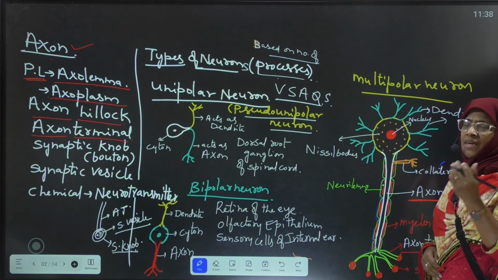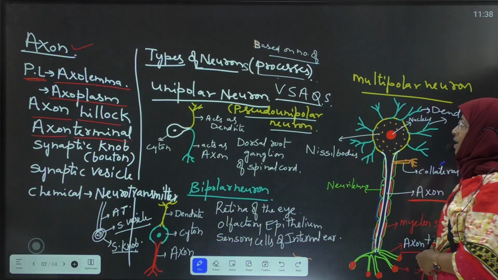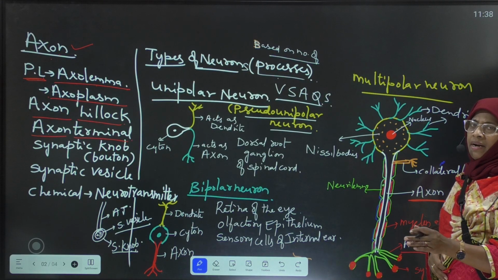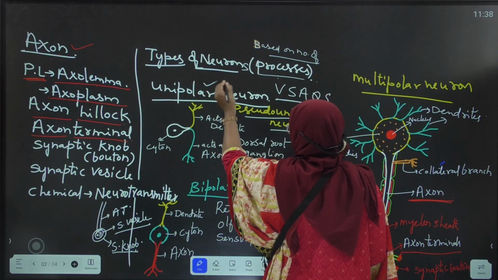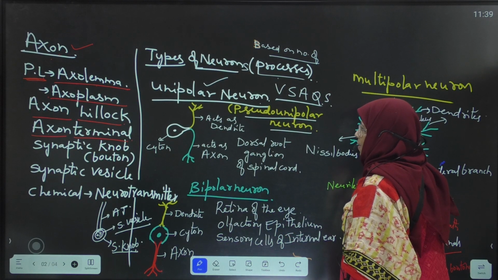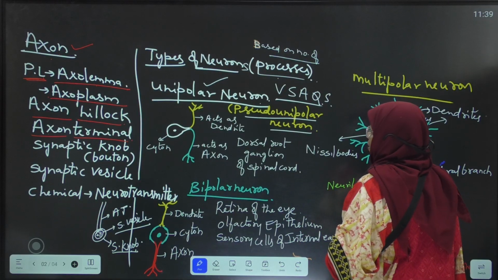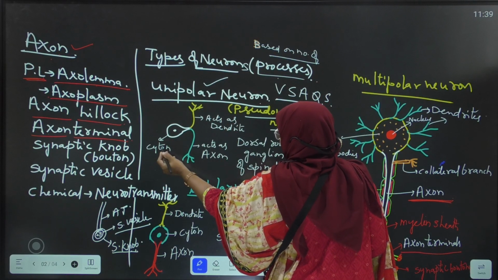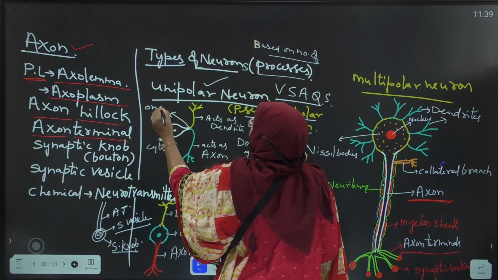Most of the neurons in our body come under which category? Multipolar neuron. Most of the neurons in our body are multipolar neurons. In a multipolar neuron, cyton with many dendrites and a single axon is present. Now we will discuss the unipolar neuron. This unipolar neuron is one of the important VSAQ from this chapter. This unipolar neuron is otherwise called pseudo-unipolar neuron. Why? Because this unipolar neuron consists of a nerve cell body or cyton, and it consists of only one process.